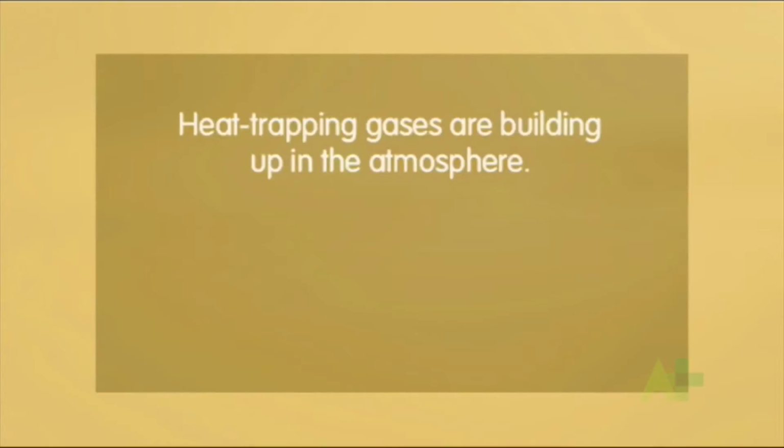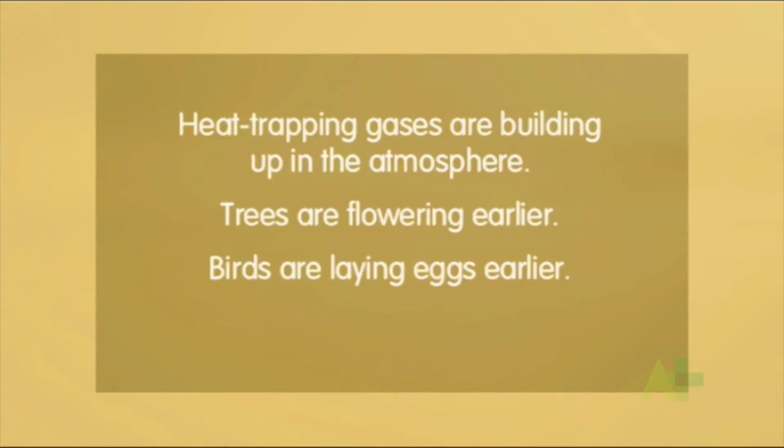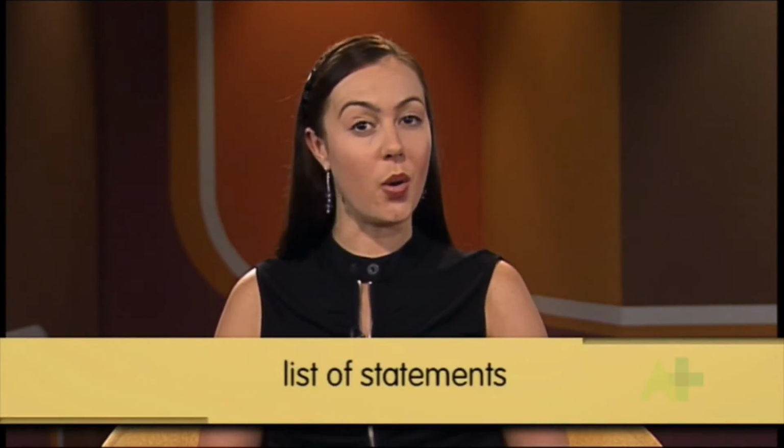This can sometimes be a powerful way of making a connection between things. Listen. Heat-trapping gases are building up in the atmosphere. Trees are flowering earlier, birds are laying eggs earlier, and butterflies are moving up hills. From the sequence of information, we realise that birds are laying their eggs earlier because gases are making the earth warmer. So a simple list of statements can show a cause and effect relationship.